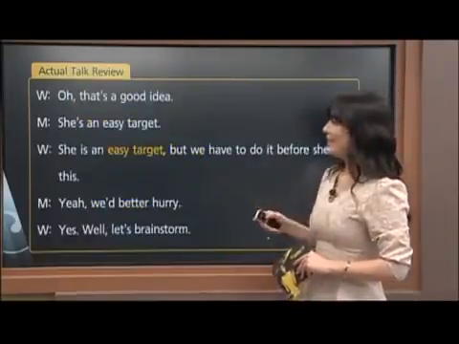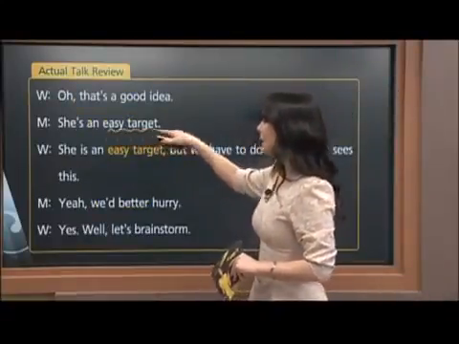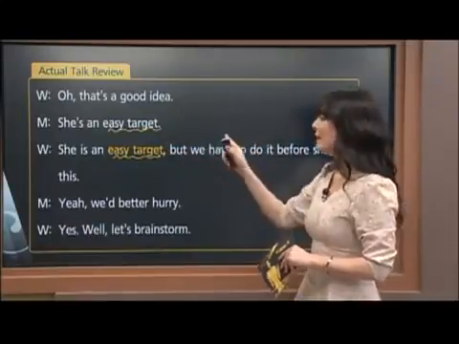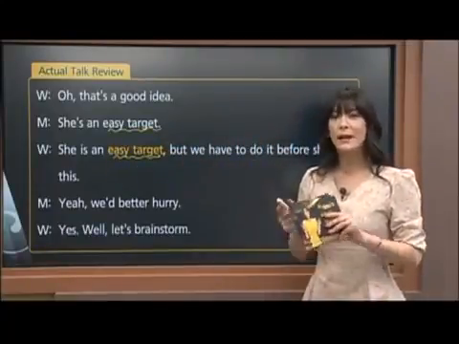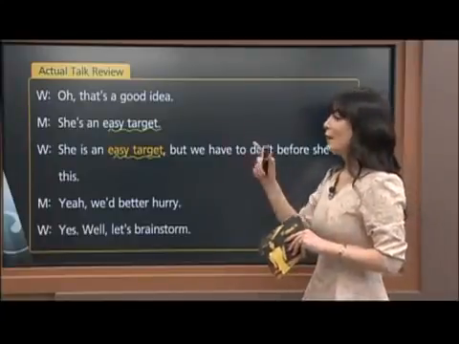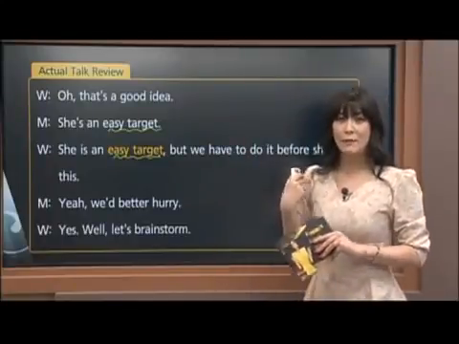So moving on. That's a good idea. She's an easy target. We'll take a look at this. Easy target. And of course, Rachel says, yes, she is an easy target. An easy target is a person or even a thing sometimes that's easy to fool. Okay, that's naive perhaps. So they are saying that I am an easy target, meaning I am the type of person that gets fooled easily.